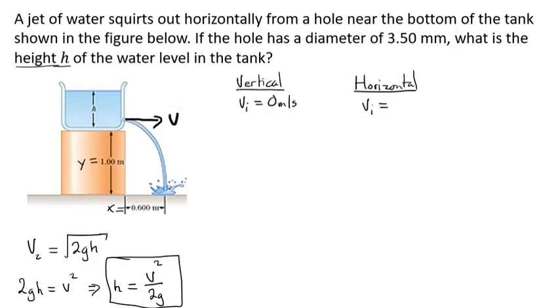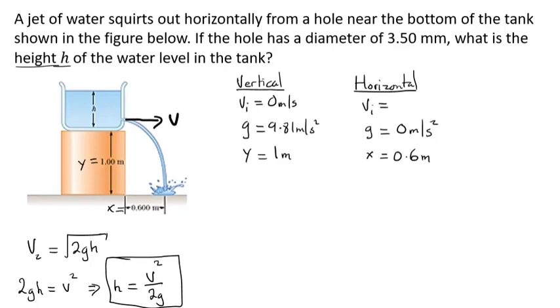So what else do we know? We know that in the vertical, acceleration due to gravity is 9.81 meters per second squared. Also, in the vertical, we have the displacement, which is 1 meter. In the horizontal, acceleration due to gravity is 0. There is no acceleration due to gravity in the horizontal, and the displacement in the horizontal, we've been given 0.6 meters. So, how can we combine these two concepts?